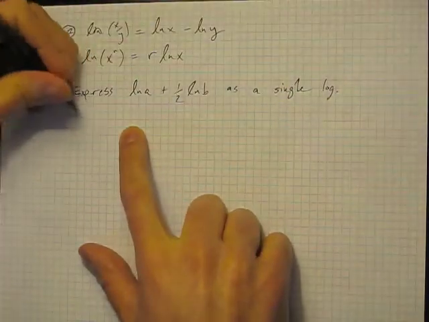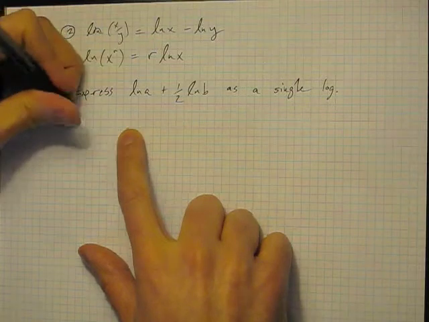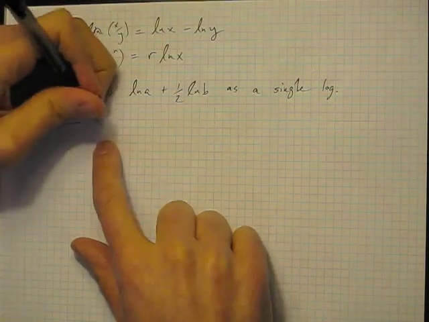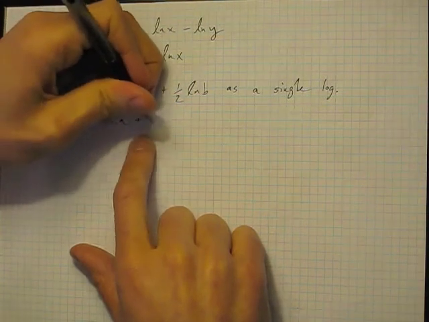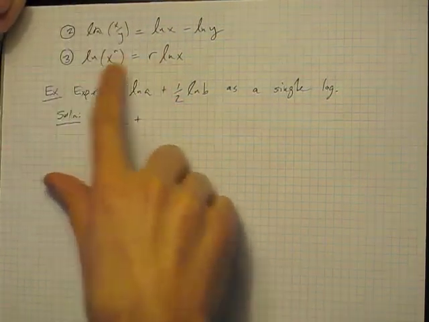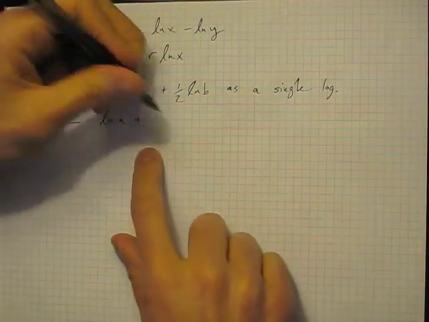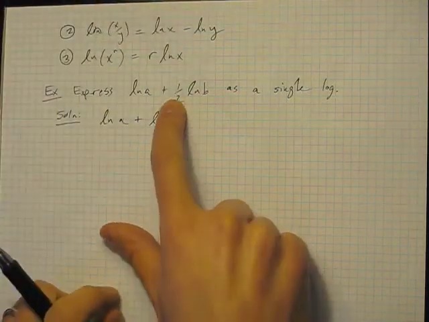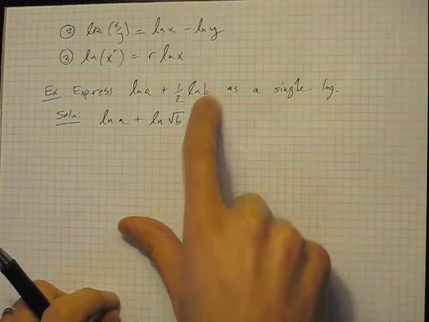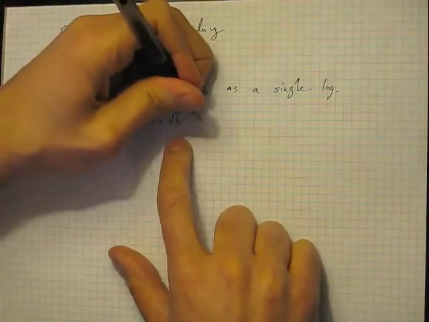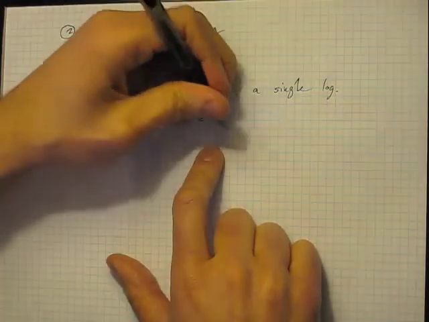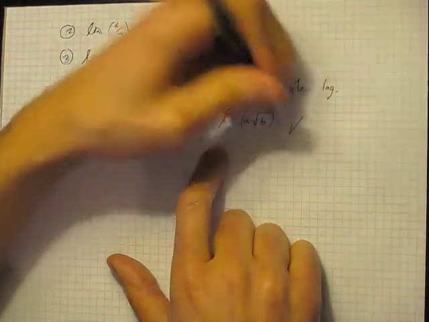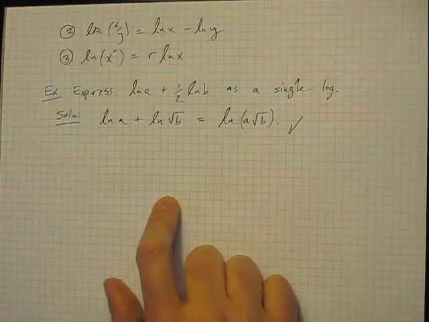Okay, here's the solution to this. We get log of a and 1/2 log of b. Let's use power property number 3 and pull that in as a power. So we get the log of the square root of b, because bringing the power in gives b to the 1/2, which is the square root of b. Then we use the property from the previous page to combine these two, so this is log of a times root b. That's all there is to it.